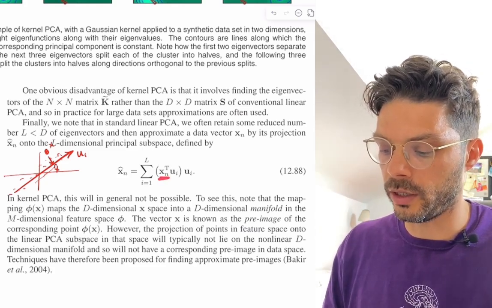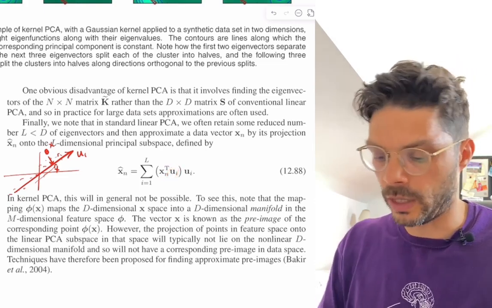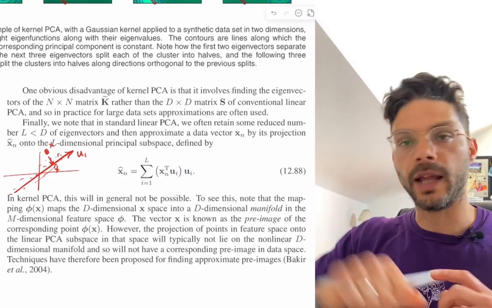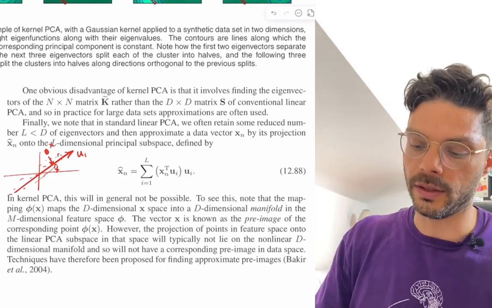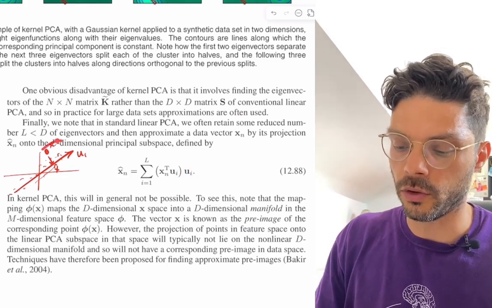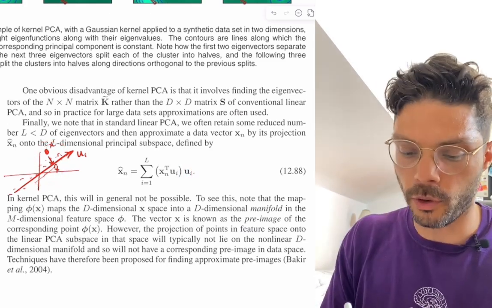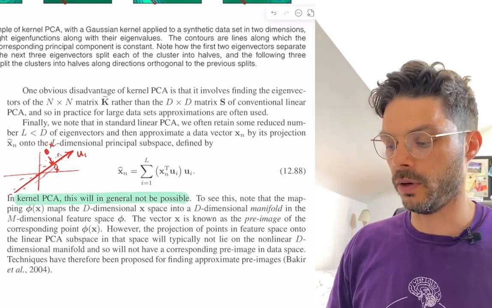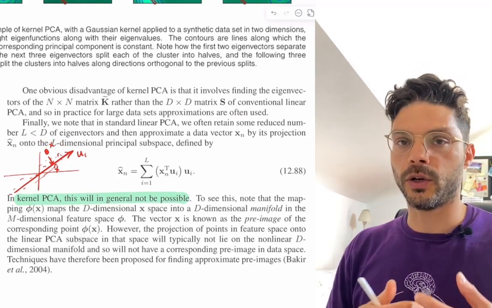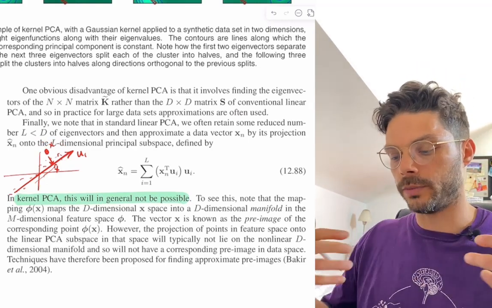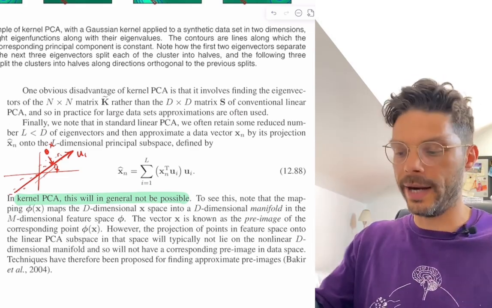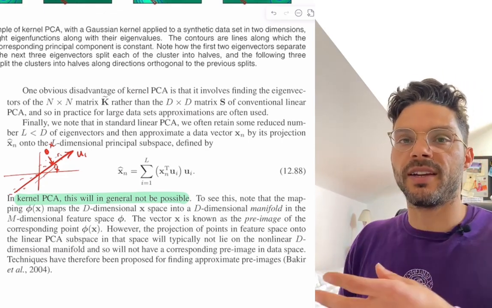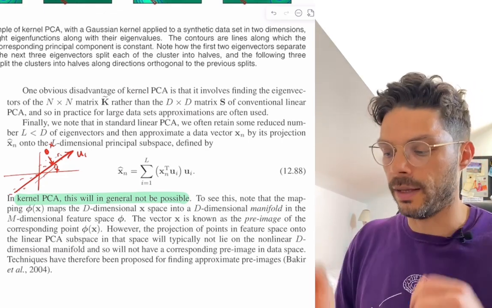So we take a particular point, project it onto however many eigenvectors we care about, and then scale those eigenvectors by that amount to get its representation. That's just a geometric version of what we're doing here. Now the important point is that in kernel PCA, this will in general not be possible. In some settings you might be able to do it, but the main problem is that you're embedding your d-dimensional data into a higher dimensional space, and the linear projections of your points aren't necessarily going to live on that d-dimensional manifold.